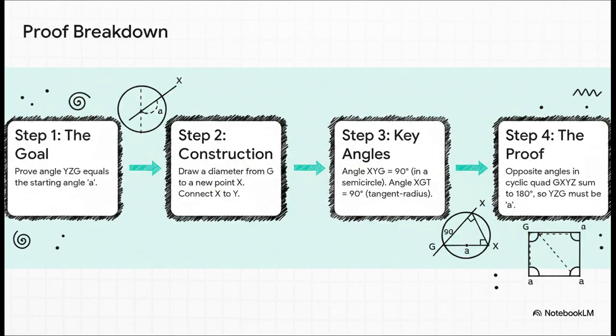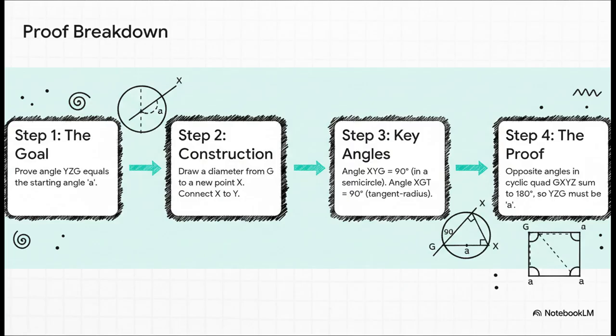Now, step two is where the magic happens. We just draw one new line, a diameter, starting from our contact point G and going right through the center. That's the key move, because look at what that does in step three. Suddenly, we know two things for sure. We get a 90-degree angle where the tangent meets the radius, that's a classic rule, and we get another 90-degree angle up at point Y, because any angle you draw inside a semicircle is always a right angle. I mean, how cool is that?